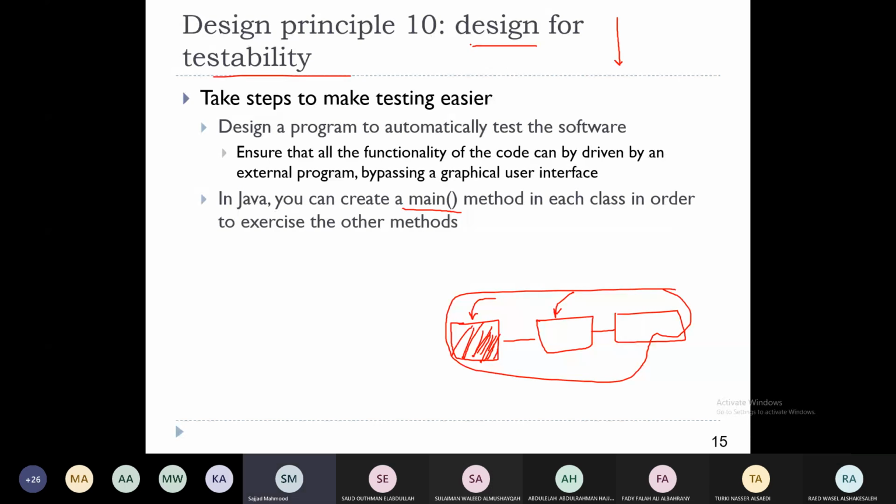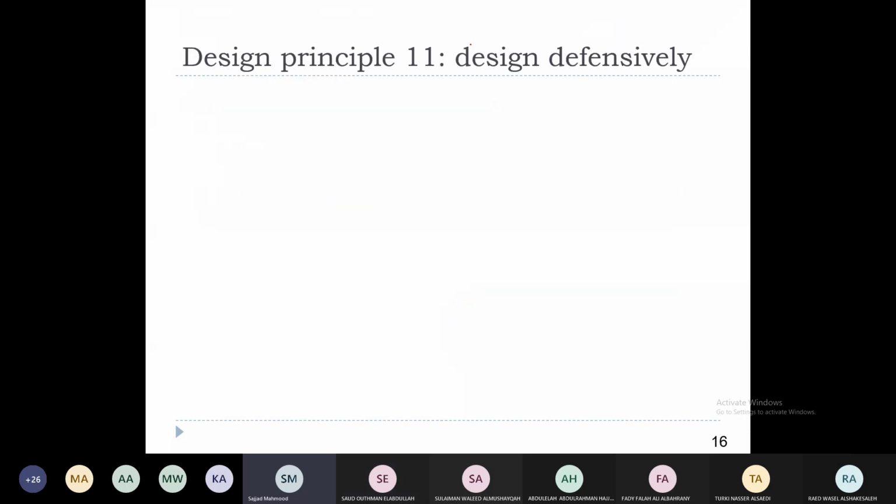Everybody's comfortable with this? Yes. Great. And this leads us to the last one, which is design defensively.